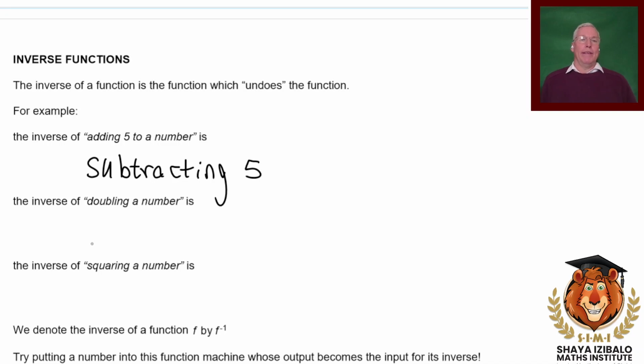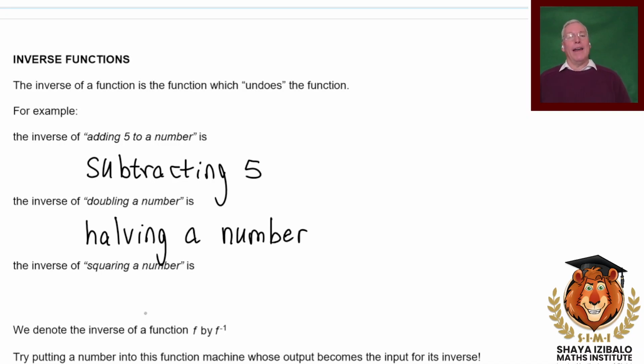What's the inverse of doubling a number? If we double a number, let's say, suppose we double 3 and we get 6. How do we get back to the 3? Yeah, halving it. The inverse of doubling a number is halving a number. What's the inverse or the undoing of squaring a number? It's square rooting a number.